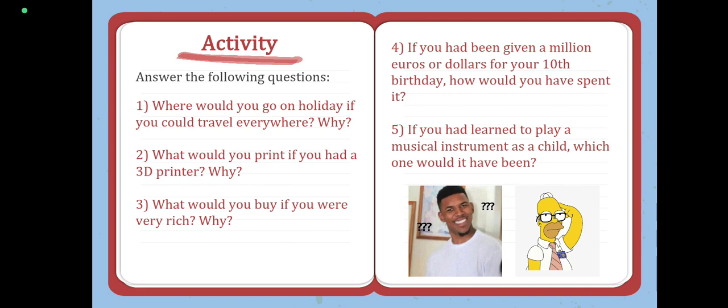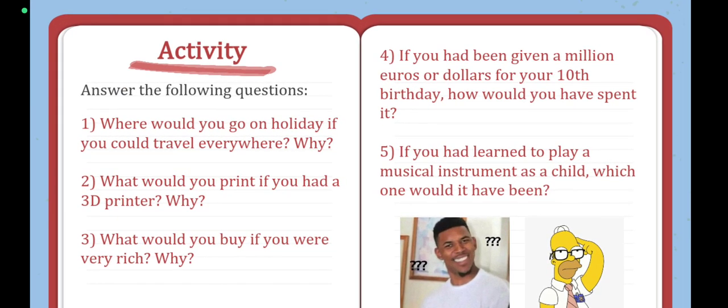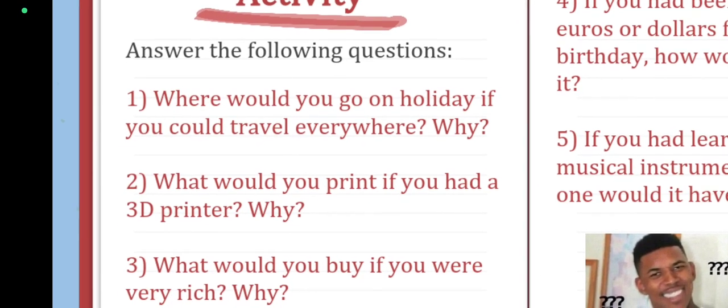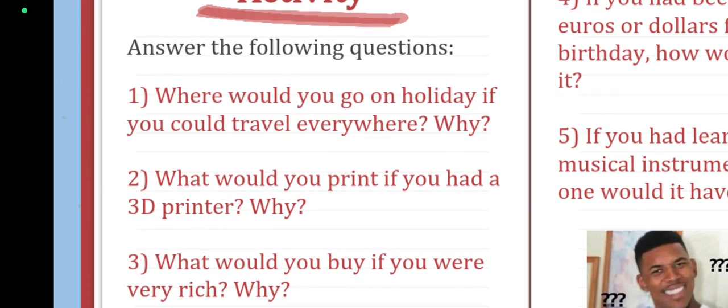So here we have some questions that I will ask you. So I will choose Daniela. Can you answer the question number 1, please? Yes. If I could travel everywhere, I would go to Italy. Amazing. Because I really want to go there. That's correct. Really good. Now let's pass to Maria Sanchez. Can you answer the number 2, please?